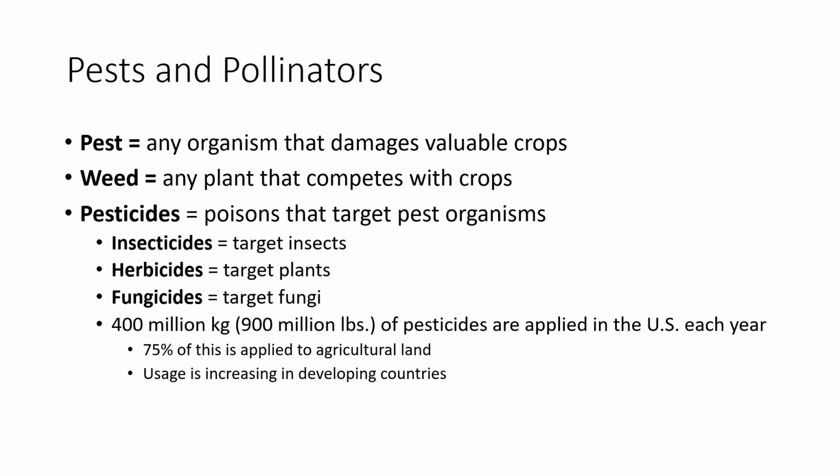It's competing with the crop, so it damages it kind of in an indirect way. And so we use pesticides, right? They're basically poisons that target certain organisms. So an insecticide targets insects, herbicides target plants, fungicides target fungus. So pesticides is really an umbrella term.